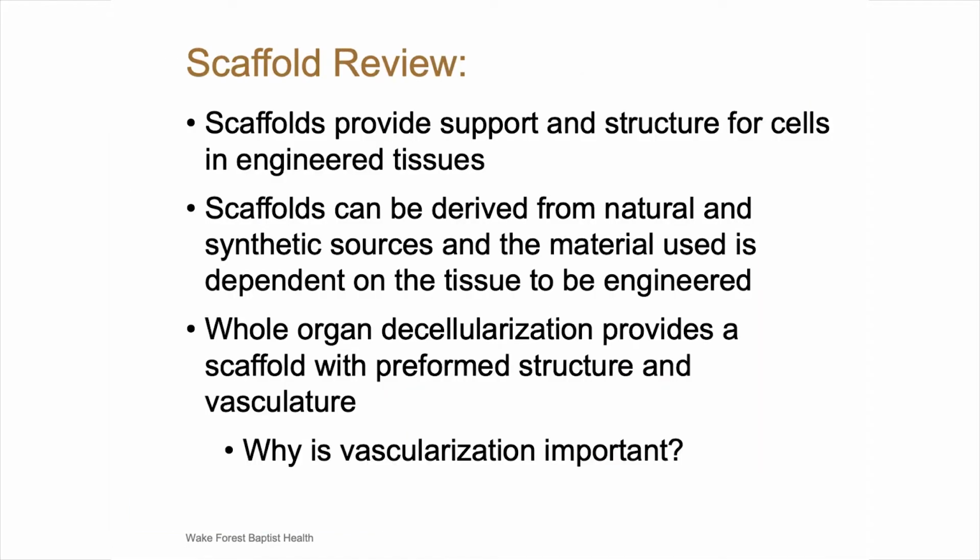So the important points to take away from this is that scaffolds provide support and structure for cells and engineered tissues. They can be derived from natural and synthetic sources, and the material used is dependent on the tissue to be engineered. Whole organ decellularization provides a scaffold with preformed structure and vasculature. And I'm going to leave you with this question, which we'll answer later. Why is vascularization important?